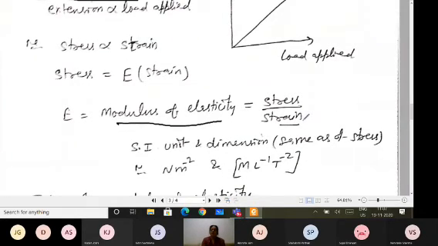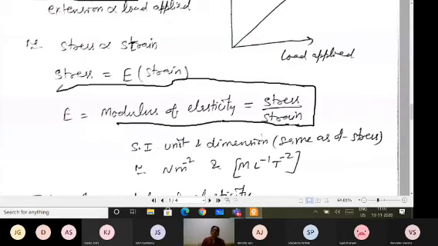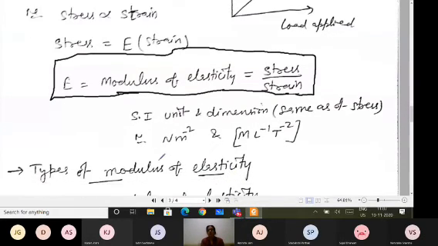Because strain is a unitless quantity, the units for the modulus of elasticity will be the same as that of stress. It means Newton per meter square. The dimensional formula will also be the same as stress, that is ML^-1T^-2. So this is a new term, the modulus of elasticity, which is simply the ratio of stress to strain, and you need to note this down. This formula is important for you, and it is denoted by E. And the units and dimensions are as given.